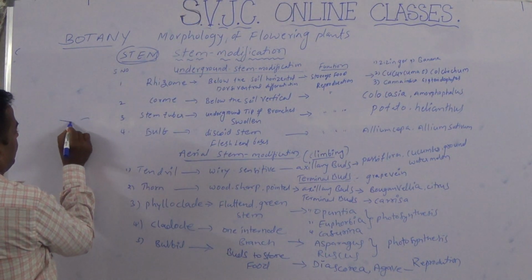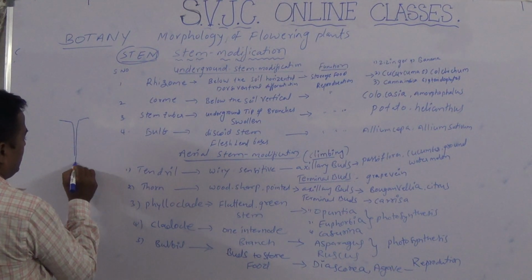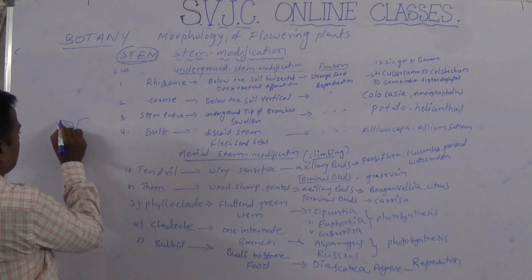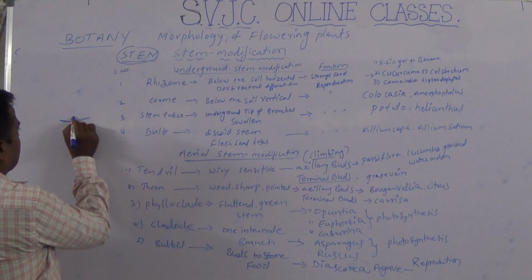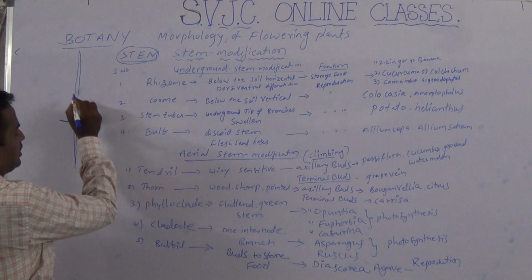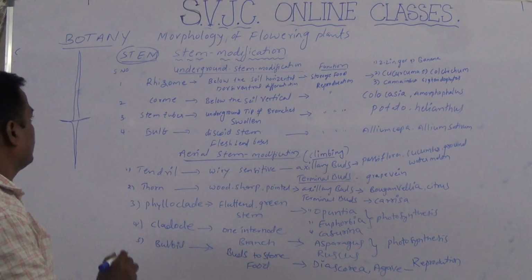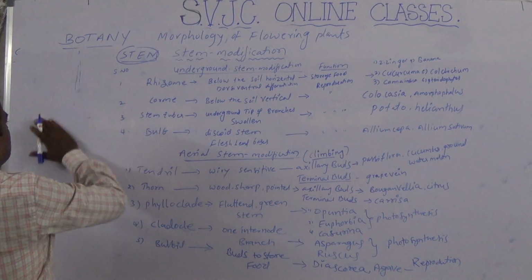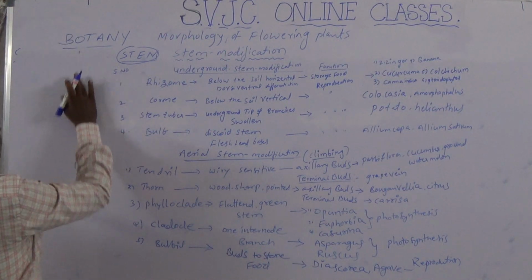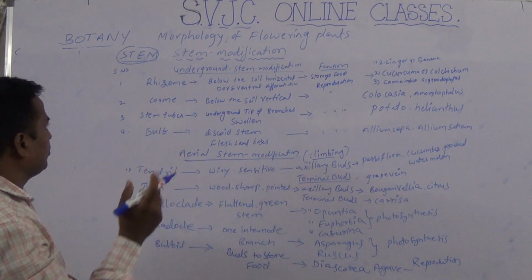Now this is the root, you know everyone. This is the descending axis. Root is the descending axis of the plant, and stem is the ascending axis of the plant. And it arises from the plumule of the embryo. Already we discussed this in the previous class.